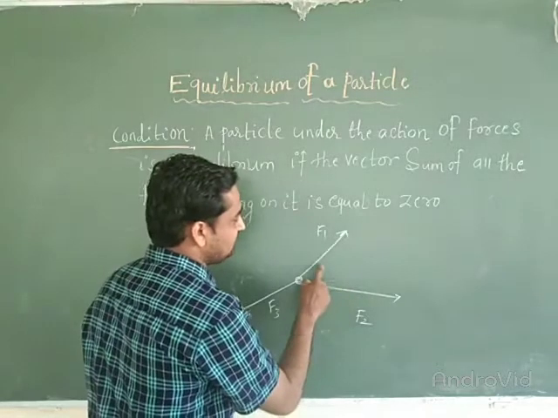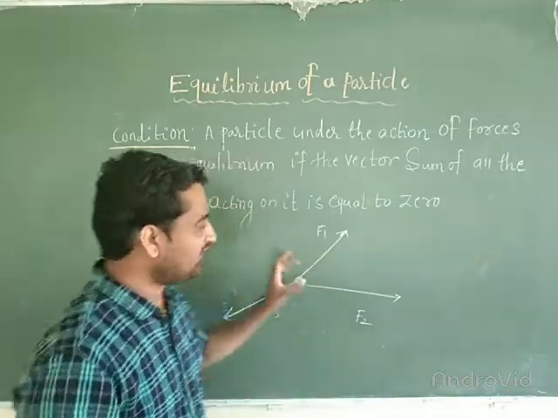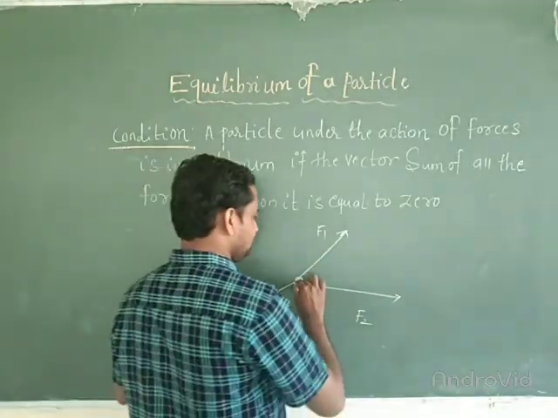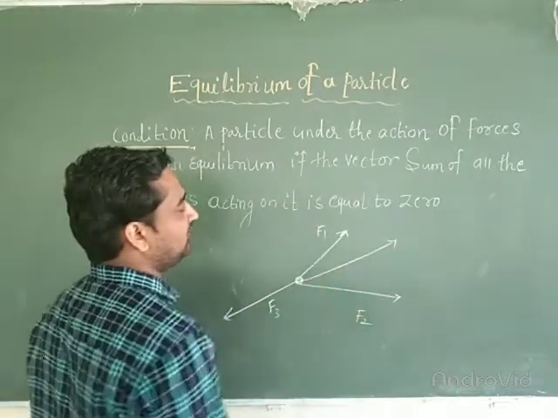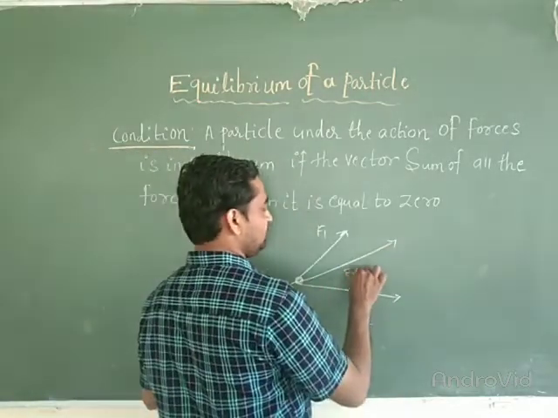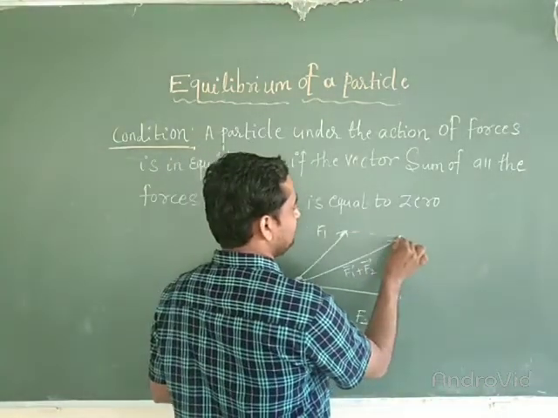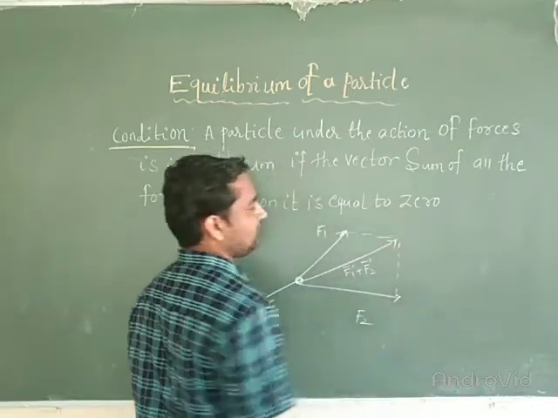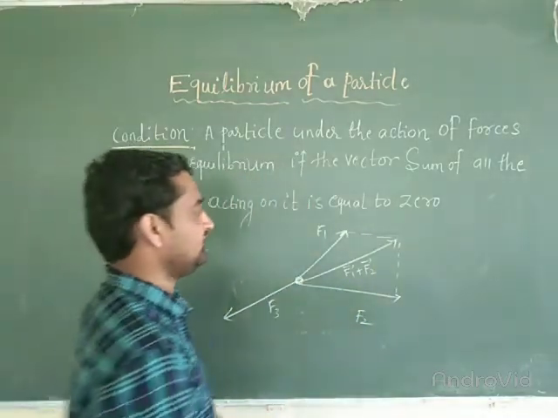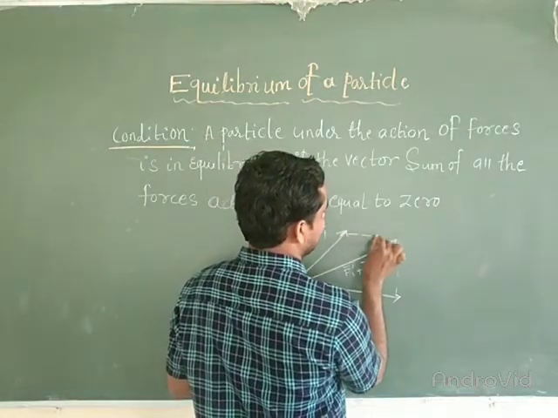What is the resultant of these two? These two act in this direction, and the resultant of the two comes in one direction. So this is the resultant of what? Of F1 and F2. This is F1 plus F2, the resultant of it. So this can be determined by using the parallelogram law of vector addition, right? We can determine the resultant value by using the parallelogram law of vector addition.